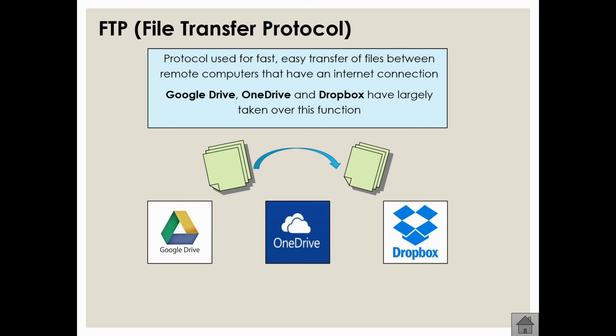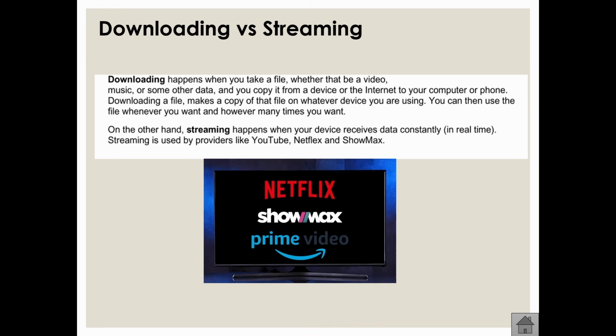Our FTP, our file transfer protocol. This does come up every now and then. So know this: this is the protocol or rules used for fast, easy transfer of files between remote computers that have an internet connection. So your Google Drive, your OneDrive, your Dropbox, all examples there. The difference between downloading and streaming, please look at the difference. Again, they can give you a scenario on that, so do take the time to go and check that out.